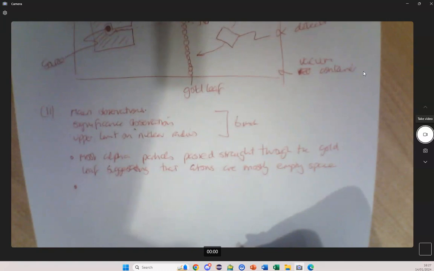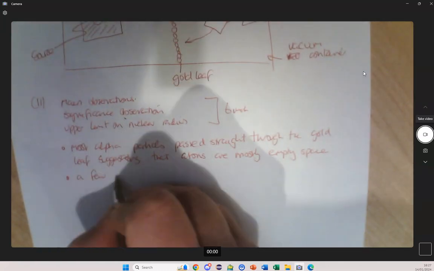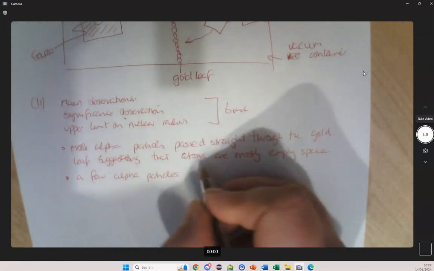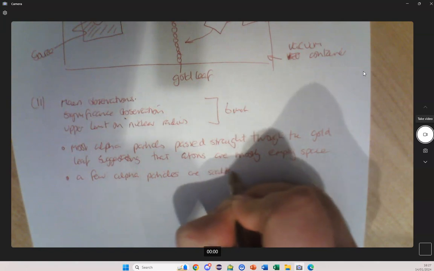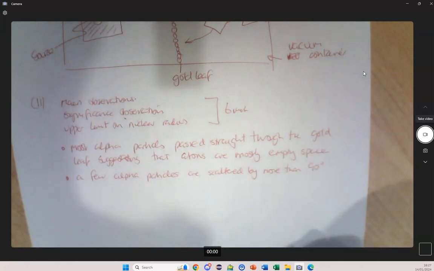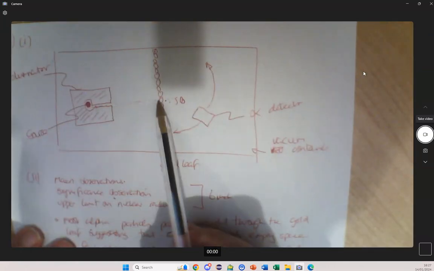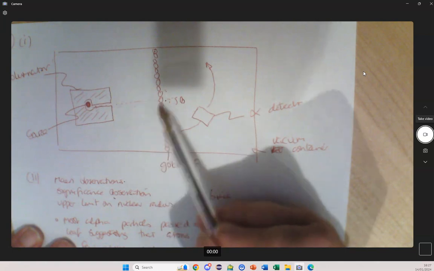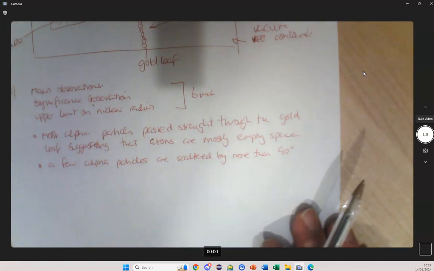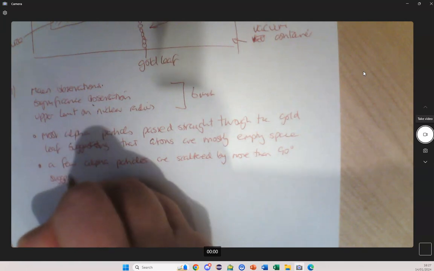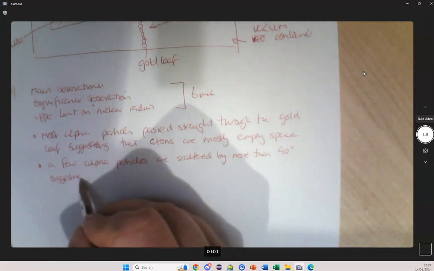The second one we're going to do is a few alpha particles are scattered by more than 90 degrees. What I mean by that is they've come here and they've come back, not this side of the gold leaf, but this side of the gold leaf. So they're changing direction by more than 90 degrees. So a few alpha particles are scattered by more than 90 degrees. So we've got the observation. Here's the significance of it.